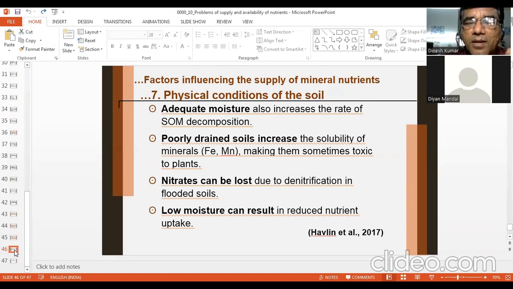So many direct and indirect effects will be there on nutrient availability as far as the physical condition of the soil is concerned. Poorer the physical condition of the soil, poorer is the supply of nutrients to the soil solution. Poor soil condition means it can be waterlogged, it can be drought, it can be a hard pan, it can be soil compaction, or it can be reduced root growth due to poor physical condition of the soil. So all these are going to affect the nutrient availability.